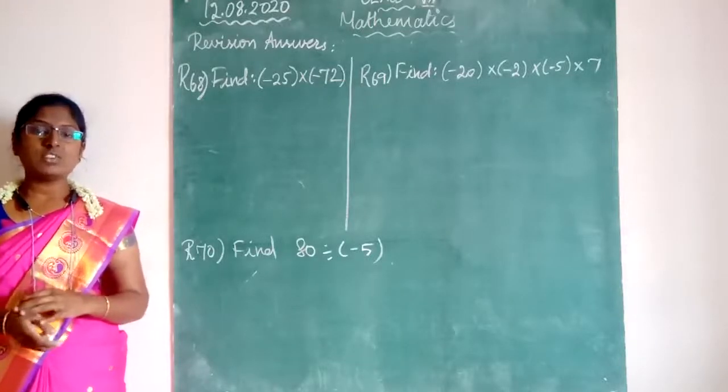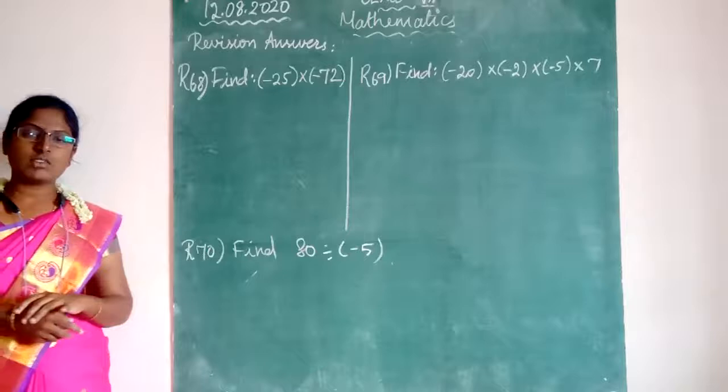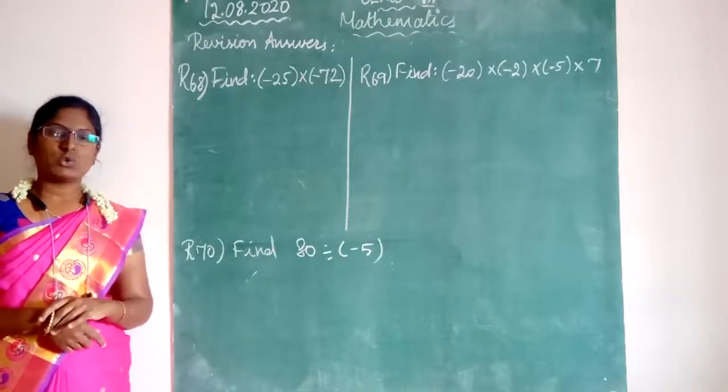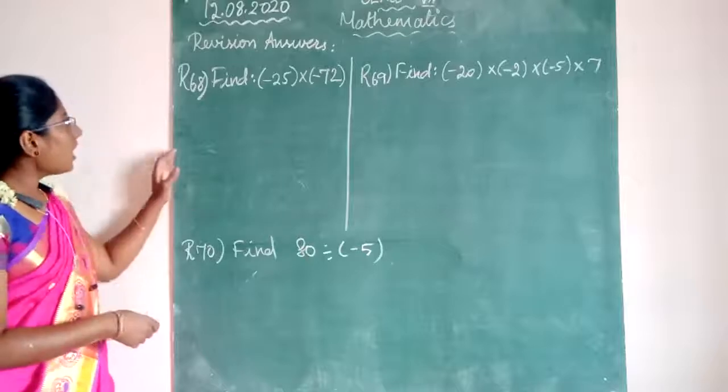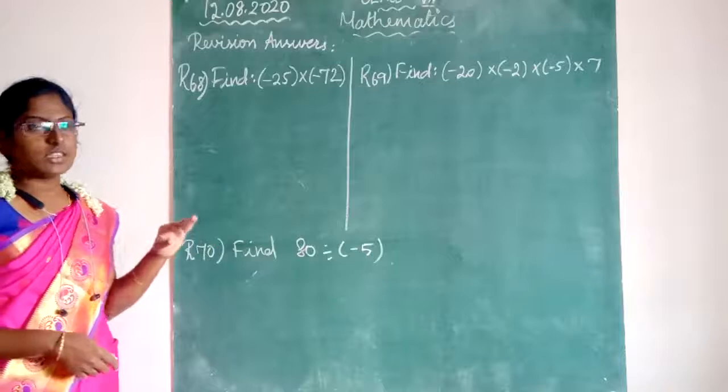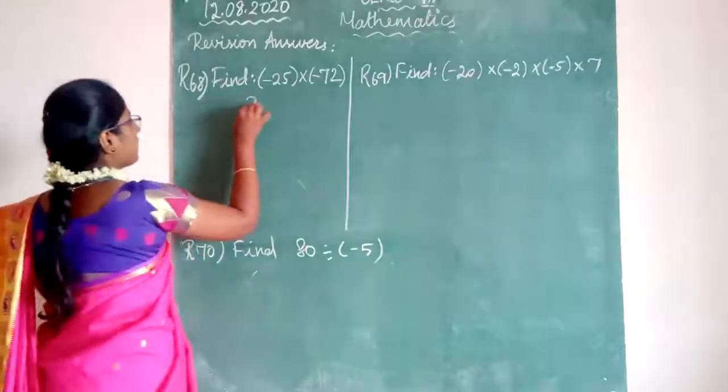In today's session, we will be discussing the homework answers which were given in the previous classes. Okay, and also we will be seeing problems from exercise 4.3. Look at R68. Here, find minus 25 into minus 72 is given. So just find what is the product of 25 and 72.